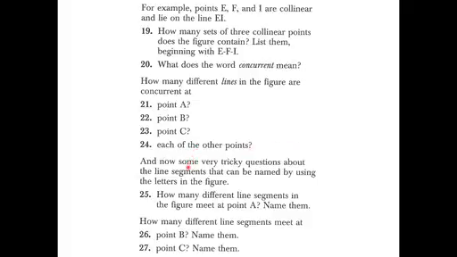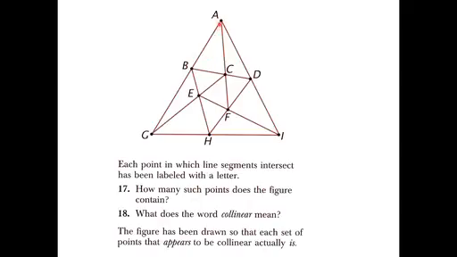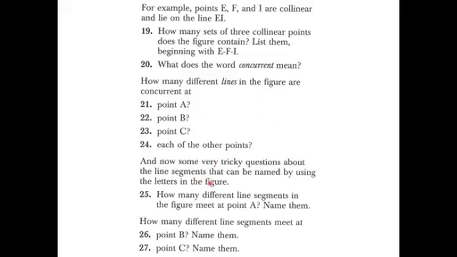Now some tricky questions about line segments that can be named using letters in the figure. Line segments, you'll notice. Here we were doing lines. Here we're talking segments. How many different line segments in the figure meet at point A? Name them. So here's point A. How many line segments named with 2 letters? So AD might be one. Ooh, AE is another one. So keep that in mind as you work through this. Name them. How many different line segments meet at B, how many at C, and so on, and name them.